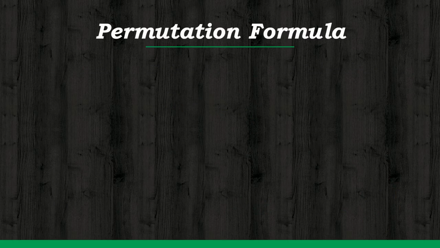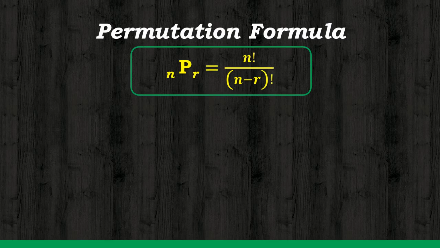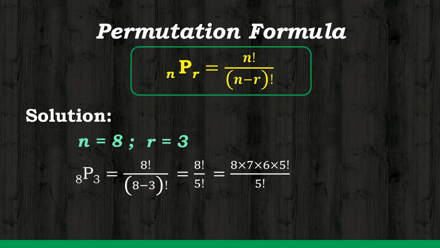Let us answer the problem using the permutation formula. For our solution, n equals 8, r equals 3. By substitution, we have 8 factorial divided by the quantity of 8 minus 3, closed quantity factorial. By simplifying, we have 8 times 7 times 6 equals 336 ways. Therefore, there are 336 ways in placing 8 items in the 3 boxes.